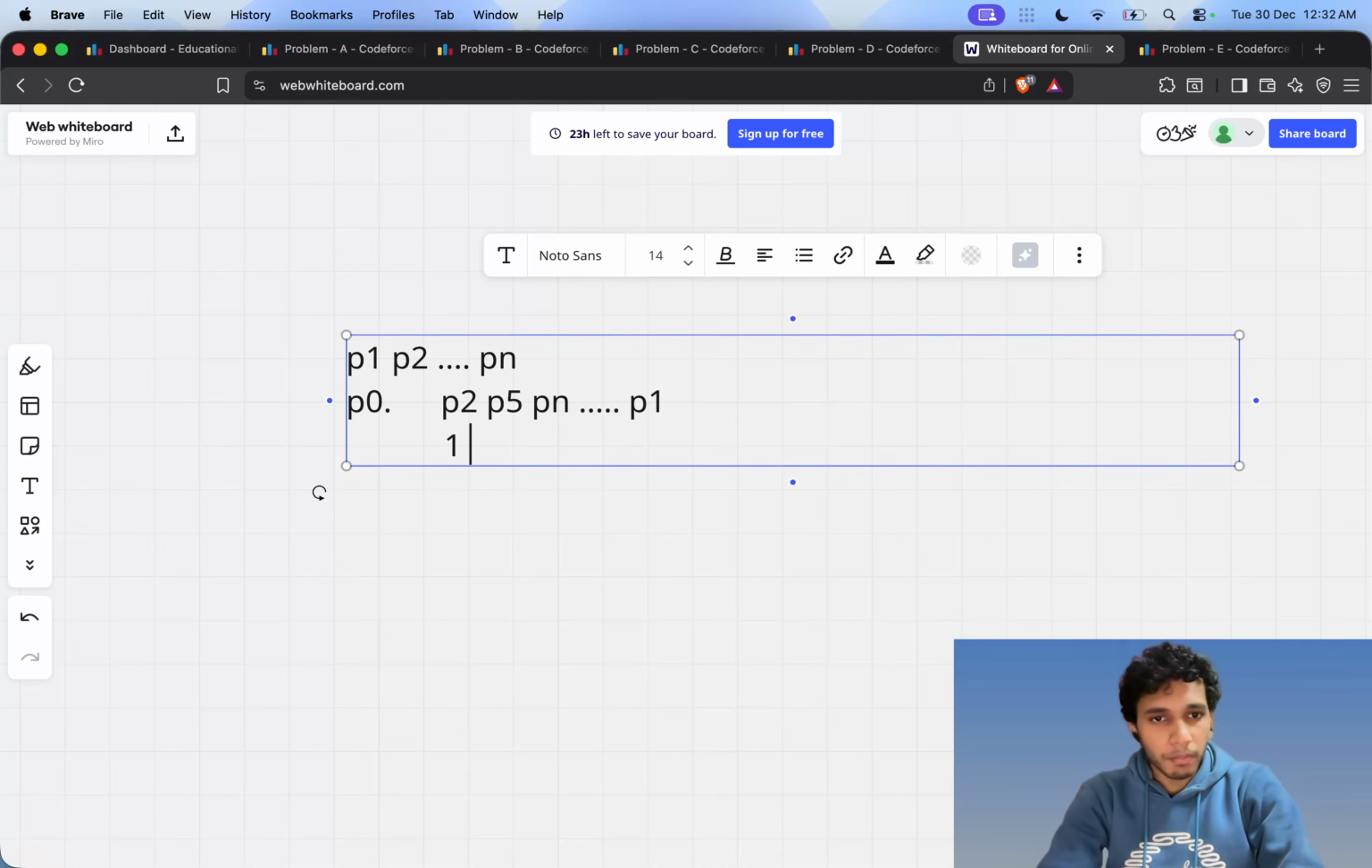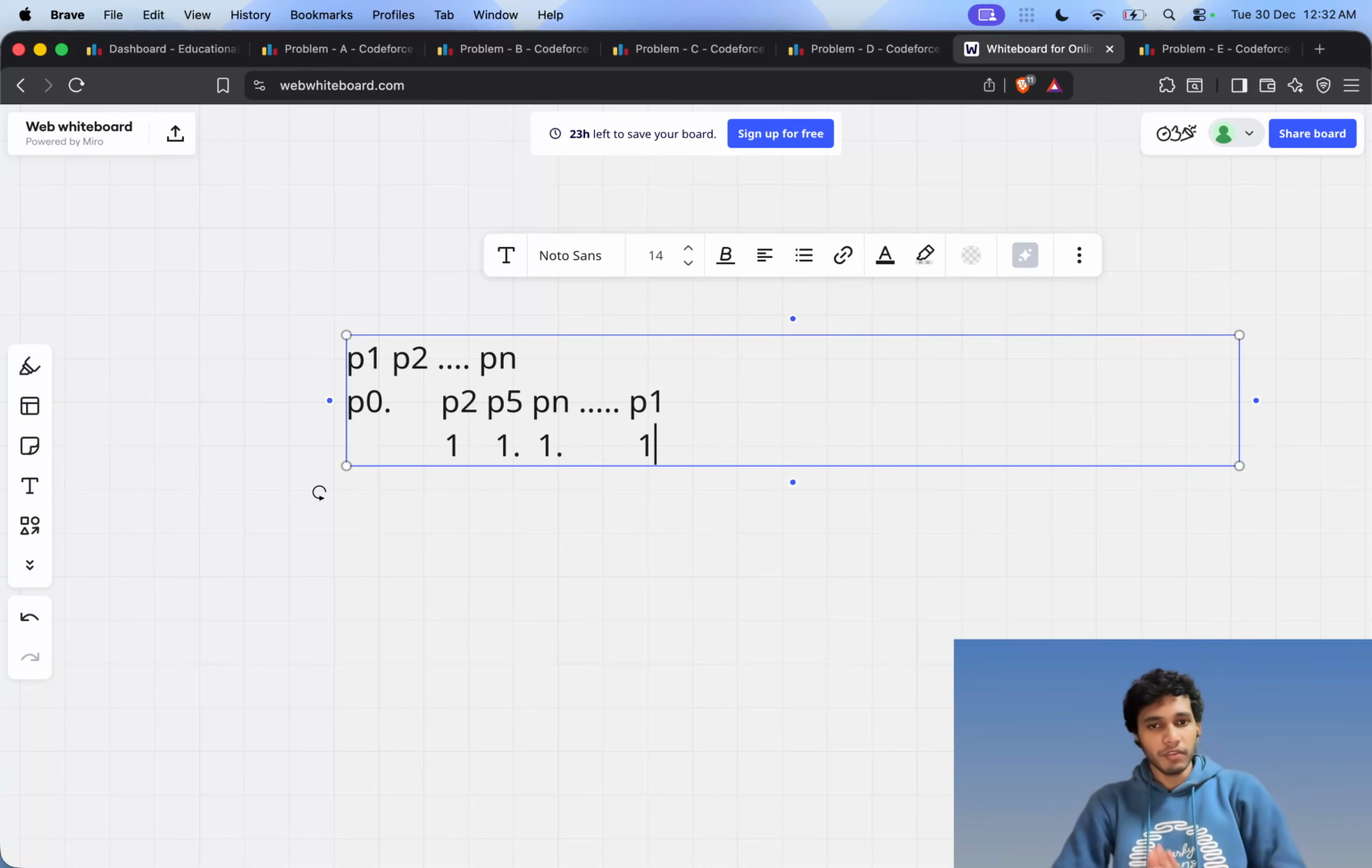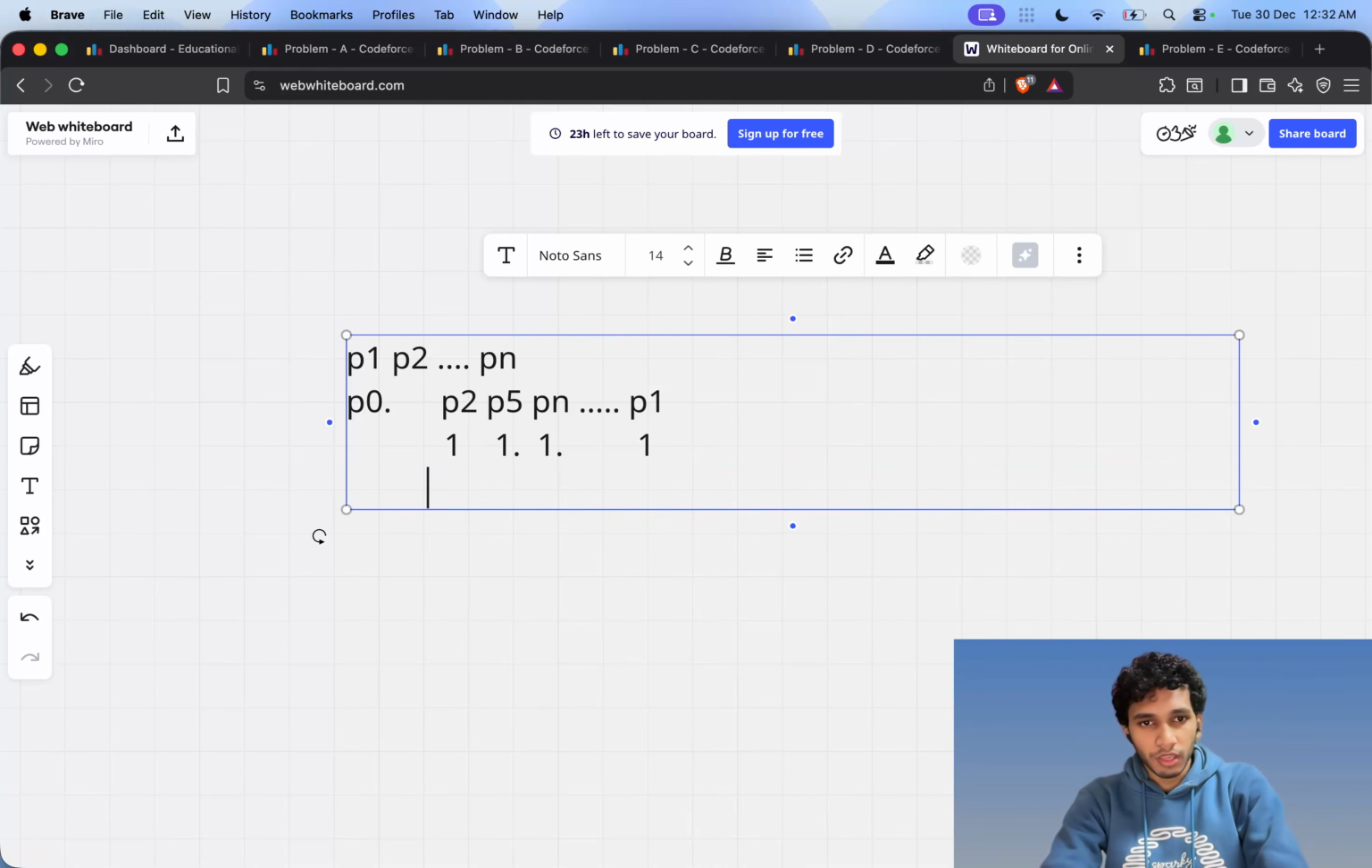P2 will pick up one decoration, P5 will pick up one decoration, Pn will pick up one decoration, P1 will pick up one decoration. In the second step, P2 will pick up one decoration. Let's say P5 has finished its decorations; it had only one decoration with itself. So it will go on to P0: hey, give me one decoration. And P0 says, okay, take away one decoration.